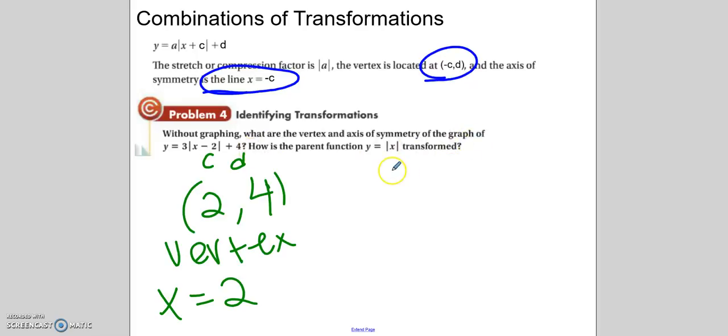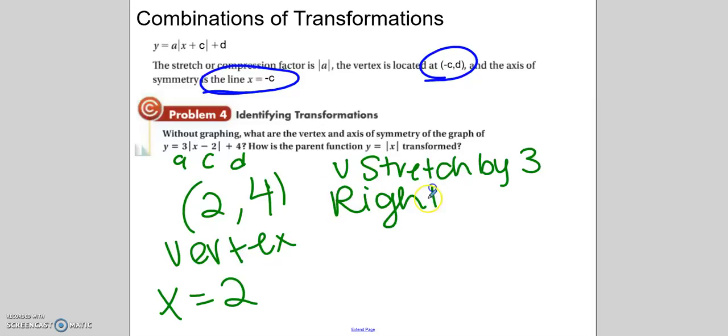How is this transformed from the parent function? Well, we have A because we're on the outside, C because we're on the inside, and D because we're on the outside. So if A is greater than 1, we vertically stretch by 3. C is negative, so I'm moving to the right 2, and D is positive, so I'm moving up 4. That's it.